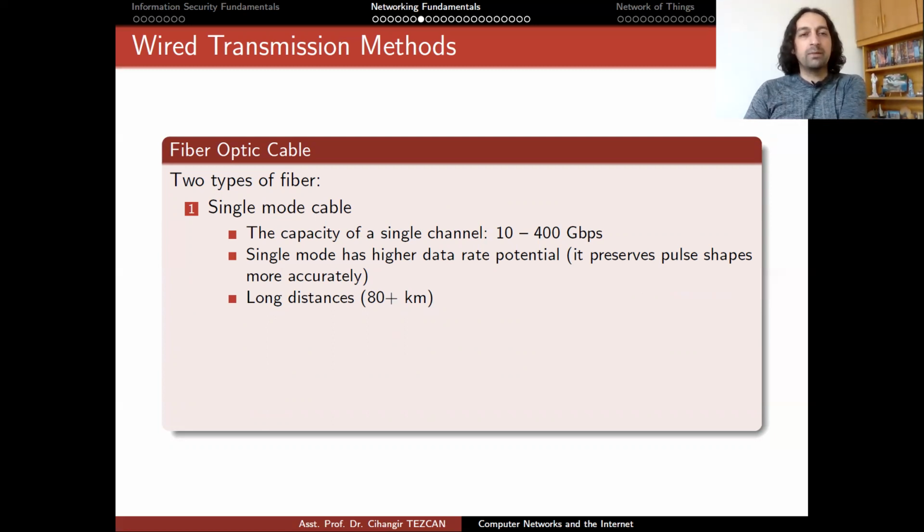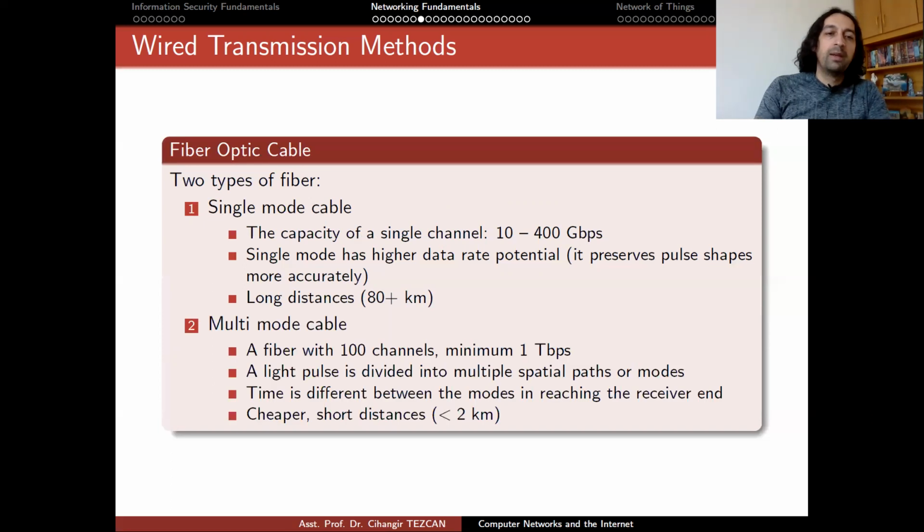In the single mode cable, the capacity of a single channel ranges between 10 to 400 gigabits per second. Single mode has higher data rate potential. It preserves pulse shapes more accurately, and you can use it for long distances, for instance, more than 80 kilometers or more.